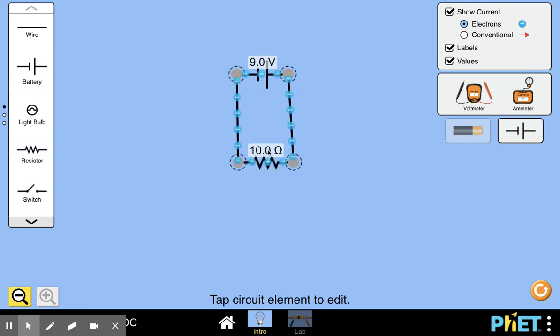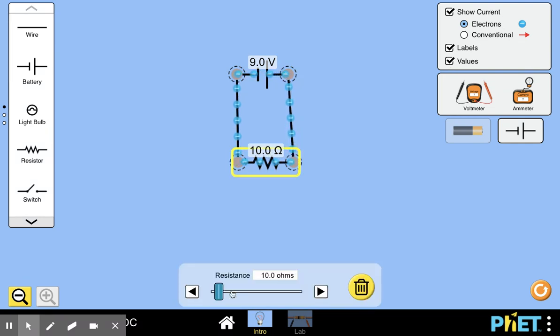Watch what happens if I change the resistance of this element. I'm going to decrease the resistance a little bit. Do you see anything change with the flow of electrons? What about if I increase the resistance quite a bit? Do you see how the electrons have now slowed down? Pretty sure slown isn't a word. When we have a higher resistance, the electrons flow more slowly.